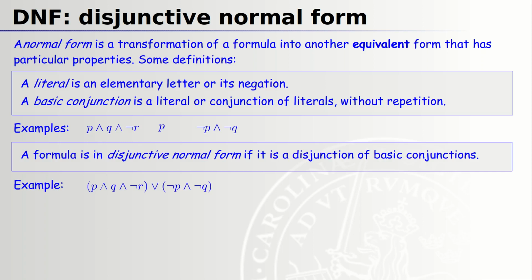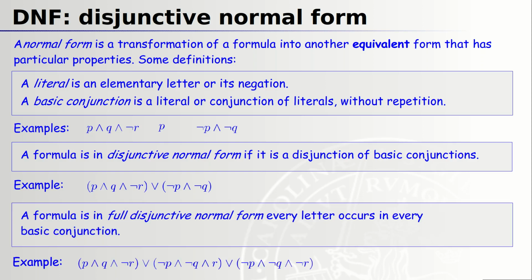Now we can say that a formula is in disjunctive normal form, abbreviated as DNF, if and only if it is a disjunction of basic conjunctions. A formula is in full DNF if all its basic conjunctions contain the same letters. Note that the algorithm we use to construct the formula from a truth table at the beginning produces full DNFs.